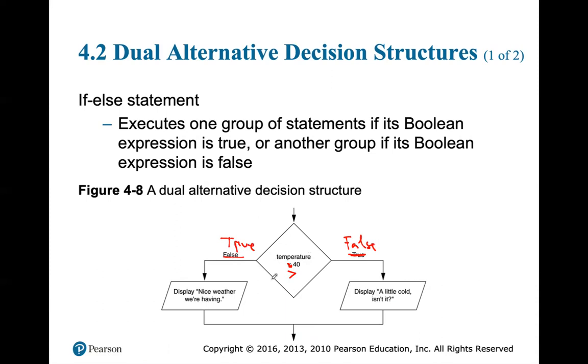So you do not have to check if it's less specifically. You can also check if it's greater. And that way you just have to flip your true and false values, because again, if the temperature is greater than 40, then you're going to follow the true arrow and display nice weather we're having. If the temperature is less than 40, you're going to follow the false, because our condition will evaluate to false in that situation.